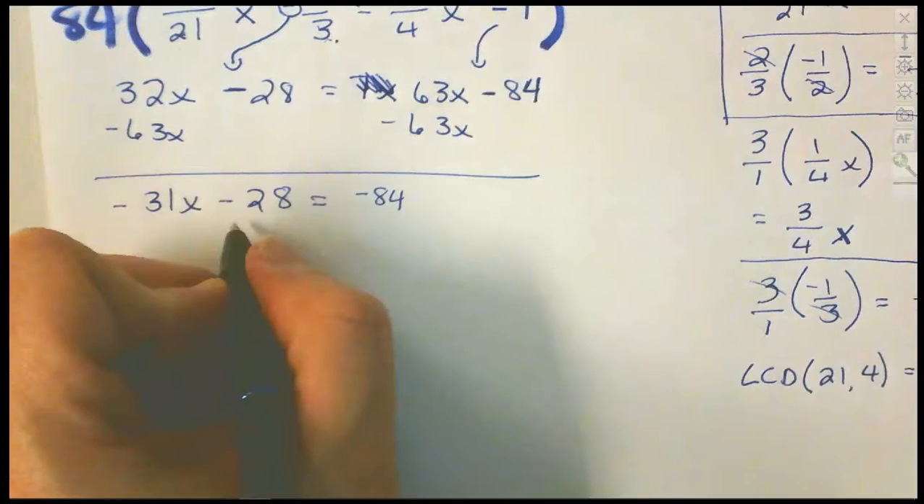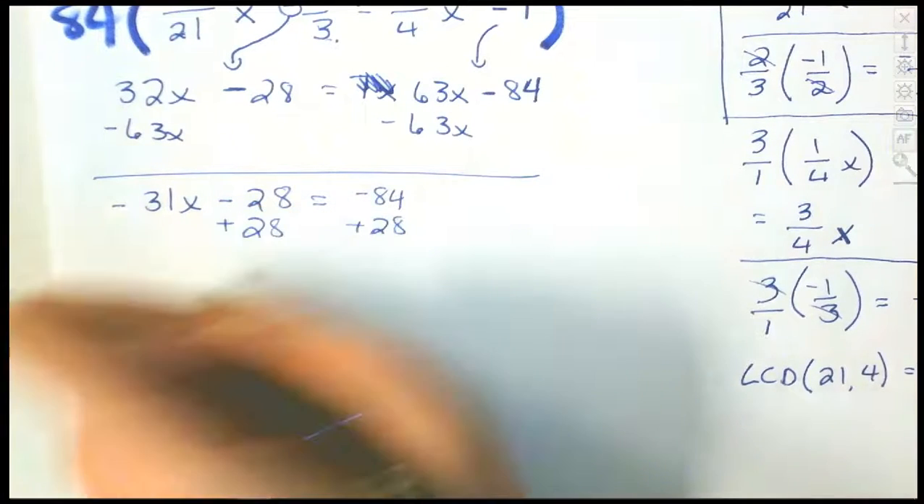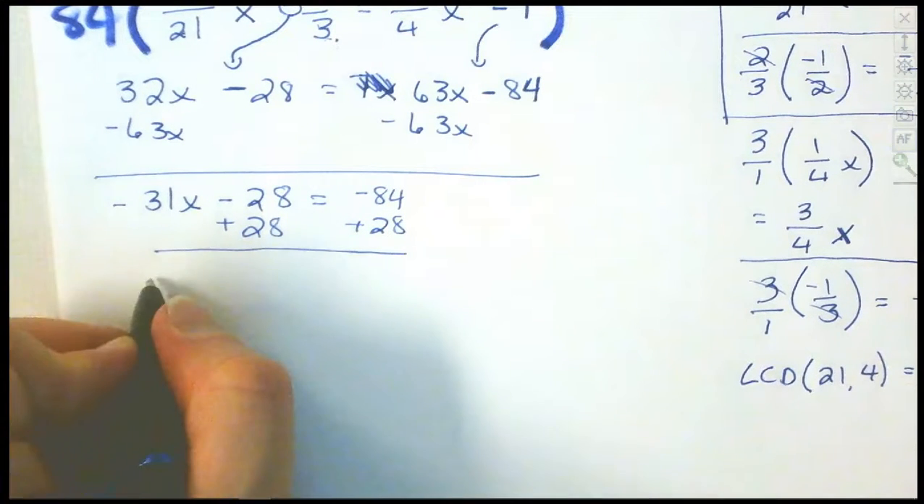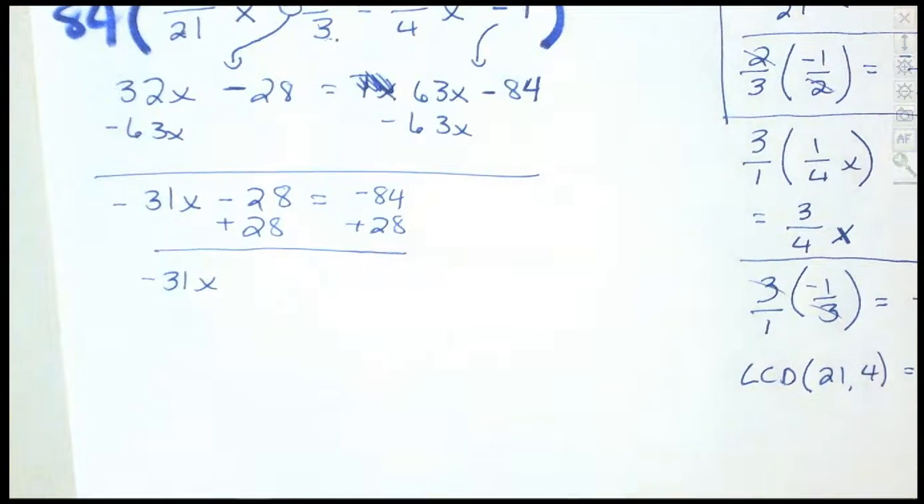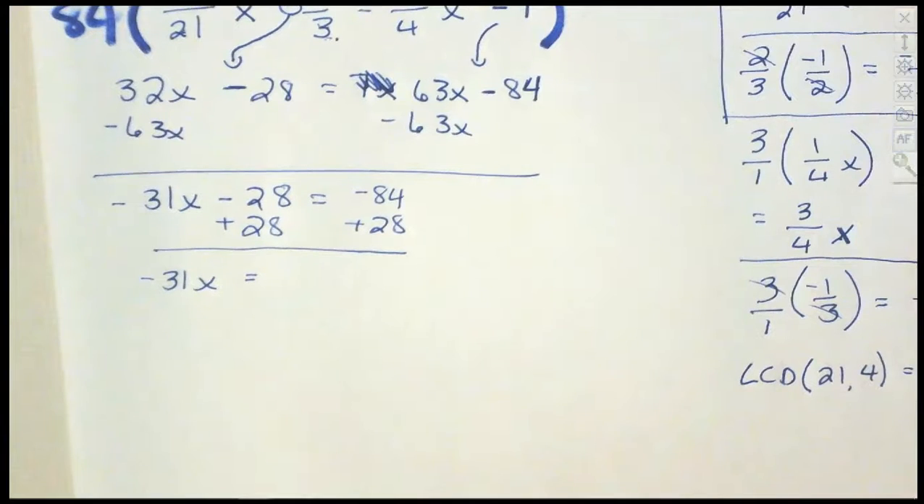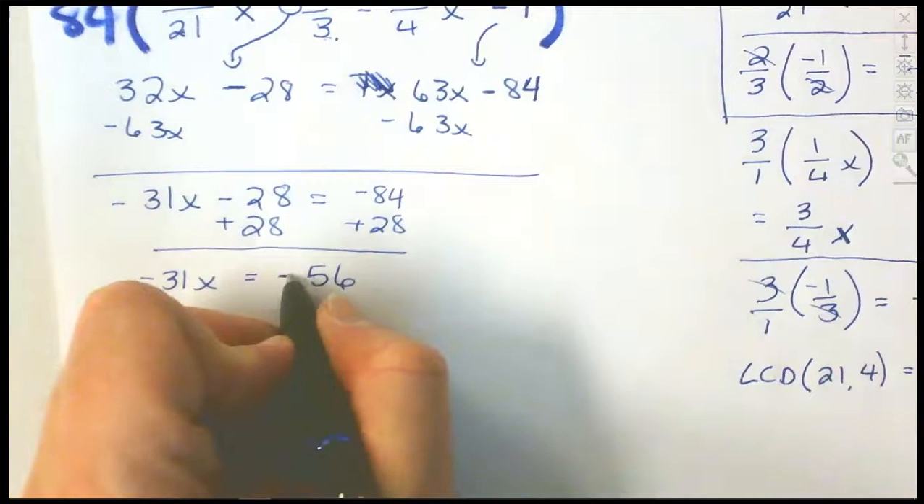So what do we do next? We take that 28, we do the opposite. So the opposite of a negative 28 is a positive one. Now we've got a minus 31x. On the right-hand side, we have 84 and a 28. And 84 minus that 28 is a 56. It's going to be a negative 56.